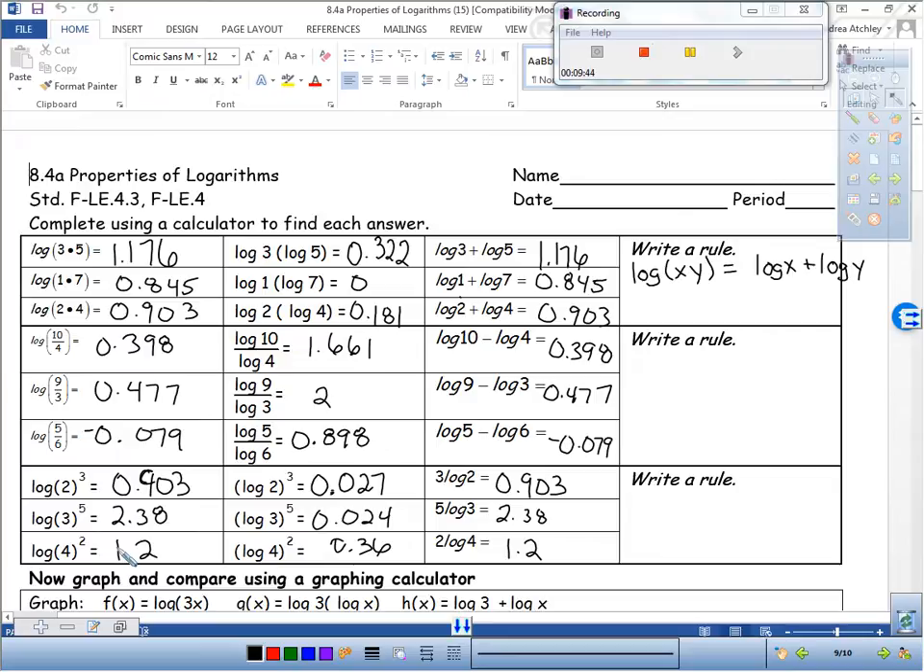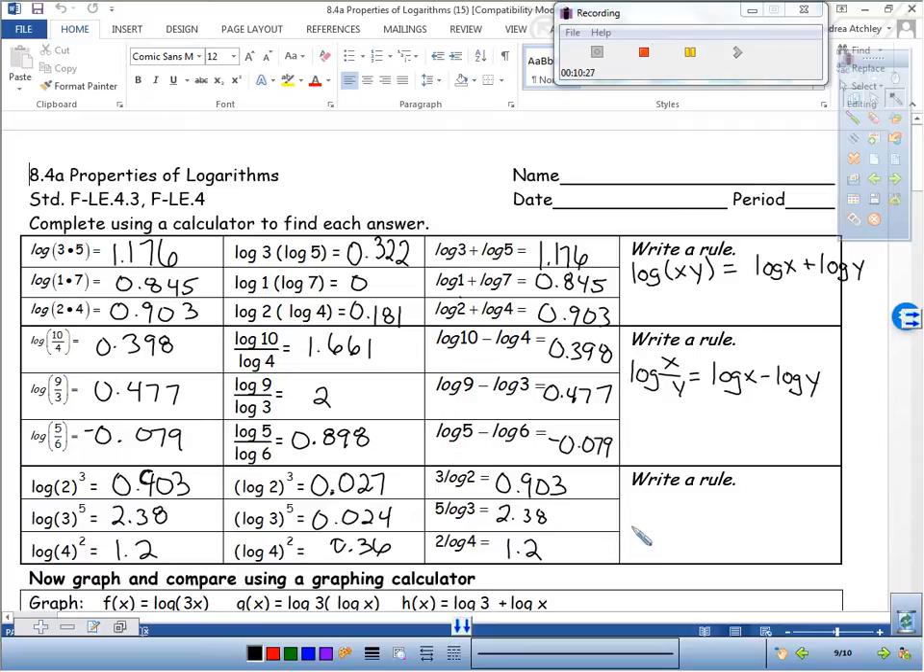Okay, the next group of them. Can someone just try that property? Okay. So it's different. So when you're dividing, so like 10 divided by 4, you could also split those up and then subtract them. So the log of x divided by y could also be the log of x minus the log of y. Any questions over that?